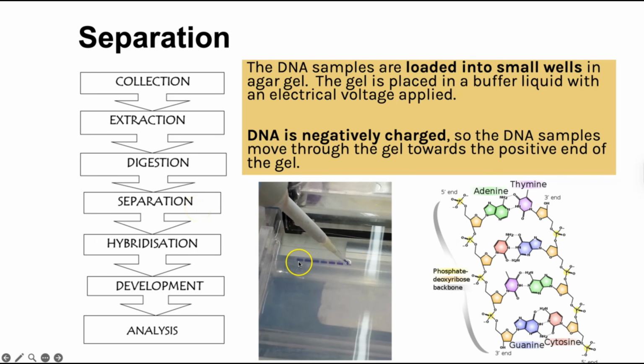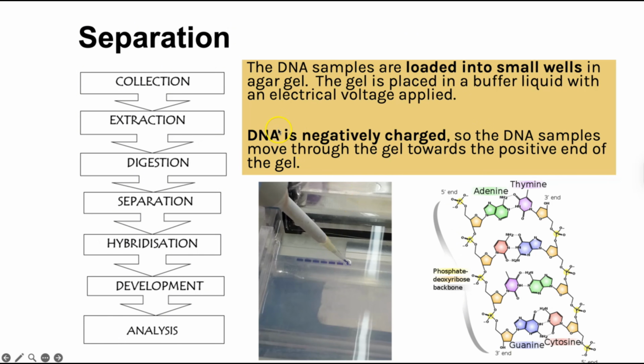Now we need to separate out all of those cut up VNTRs, and the DNA samples are loaded into these tiny wells in agar gel. The gel is then placed in a dish which contains this buffered liquid, and an electrical voltage is applied. The DNA, because of that negative charge on the phosphate group, is going to be attracted to the positive end, and therefore the DNA is going to move towards this positive end through the gel.